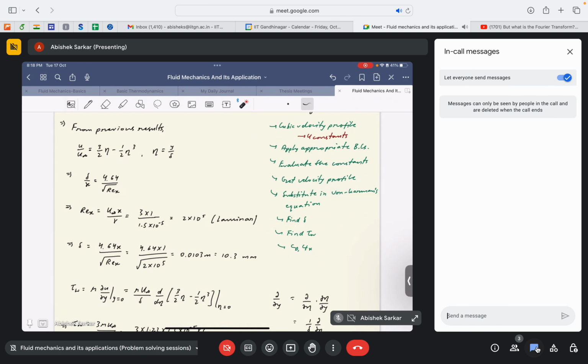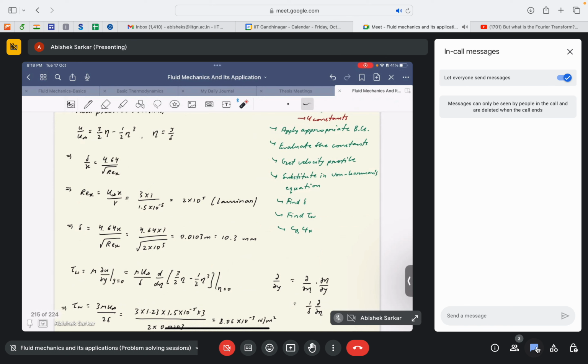Once the expression is known, we need the Reynolds number to calculate delta. Once we do that, we get delta equal to 0.0103 meter, or 10.3 millimeter. So numerical values are given, and this will give numerical solutions, not just functions.